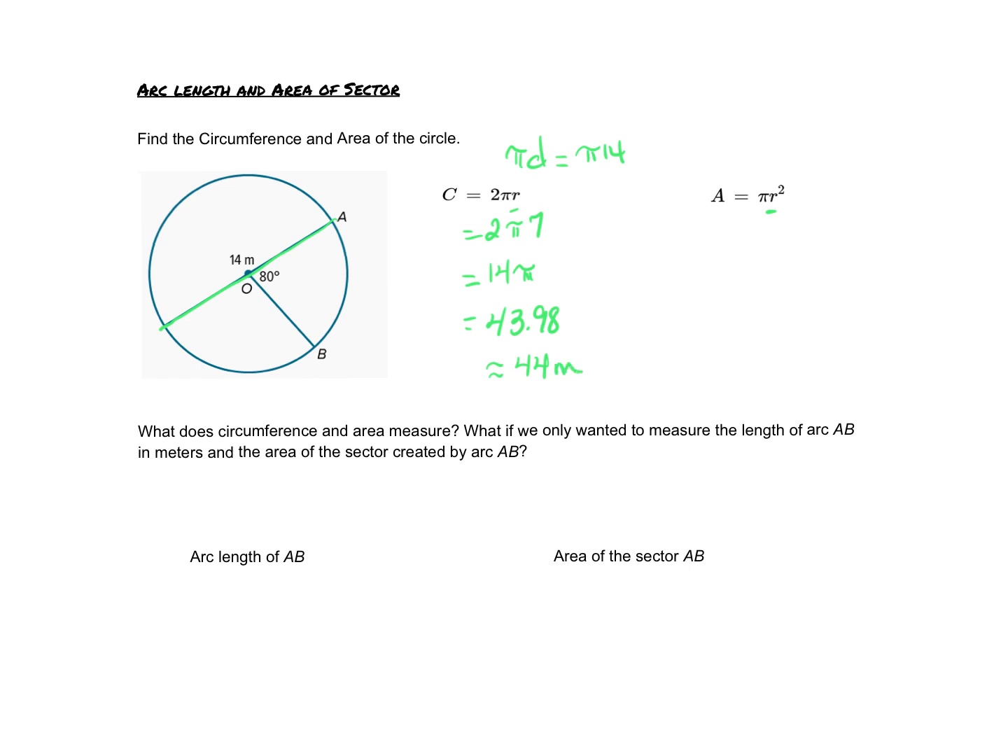Now, for area, as I mentioned, radius is half, so I can't use 14, I have to use 7. So this is pi times 7 squared. And always do your exponent first, so that's going to be pi times 49. So 49 times pi is equal to 153.93.